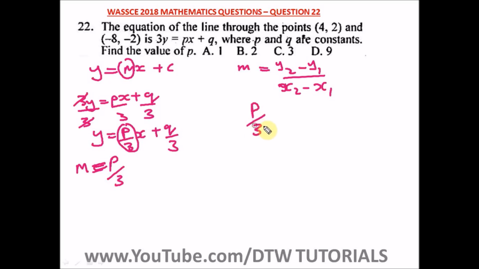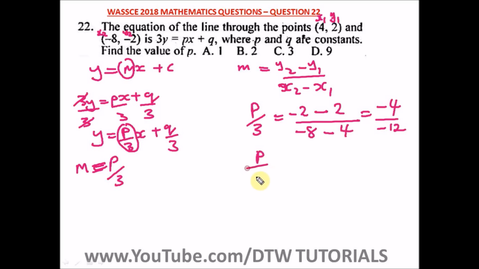So we have P over 3 is equal to what? Here we have x1 and y1, and we have x2 and y2. Okay, so let's put in our values. y2 is minus 2, minus y1 which is 2, divided by x2, which is minus 8, minus x1, which is 4. Minus 2 minus 2 is minus 4, divided by minus 8 minus 4, which gives us minus 12.